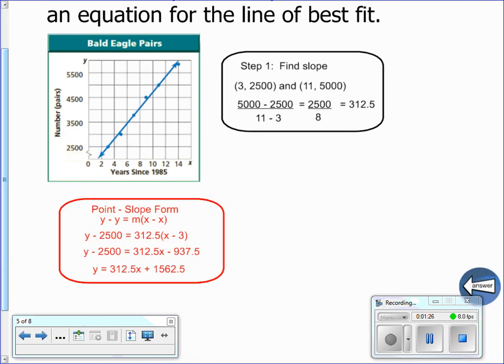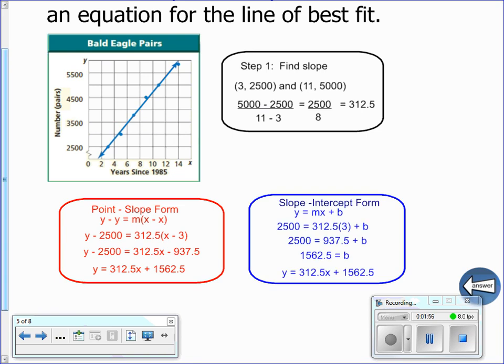Now I can either use point slope form and substitute those numbers. y minus 2,500 equals the slope, which was 312.5, times x minus 3. I use my distributive property, so y minus 2,500 equals 312.5x minus 937.5. I add 2,500 to both sides, and I get y equals 312.5x plus 1,562.5.